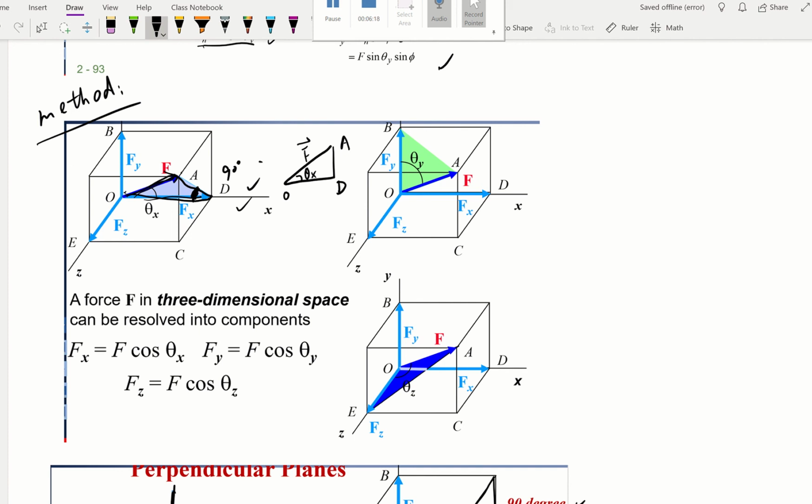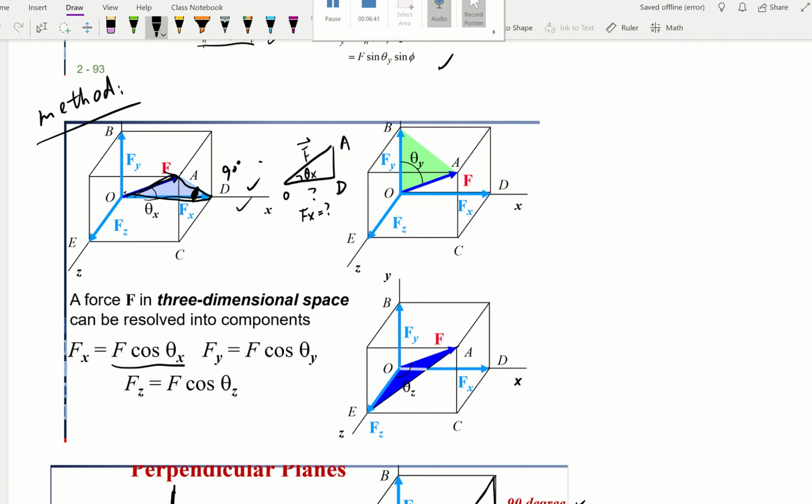Now we are going to try to find OD because that's the Fx. Knowing that, it's going to be cosine theta because it's adjacent. So we have Fx equal to F times cosine theta x. Okay. Then we got our Fx component.